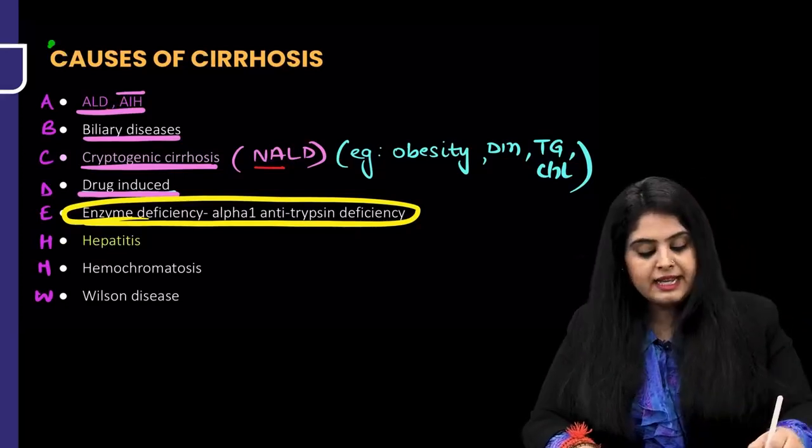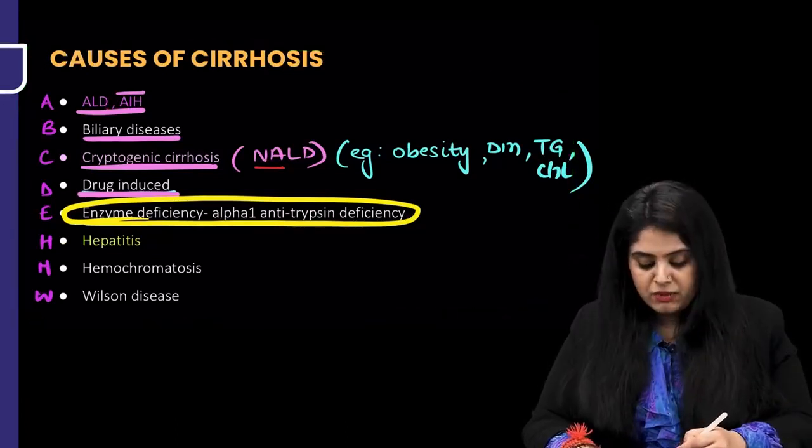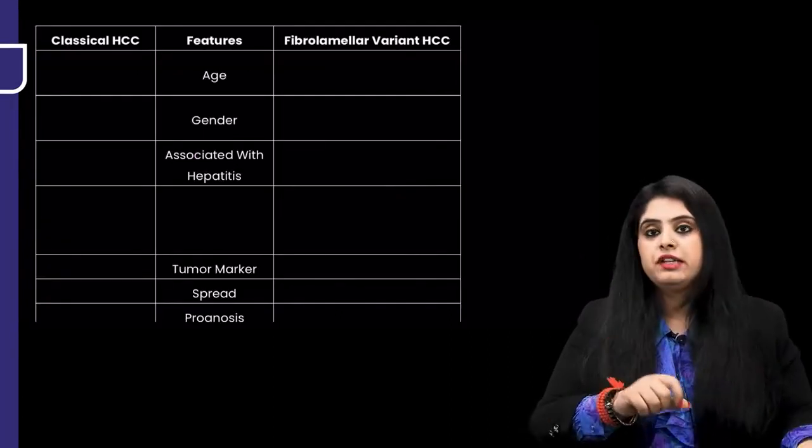But other than that, everything in cirrhosis we have finished. The last part that you have to know in liver is going to be the hepatic tumors, and in the rapid review I'm going to focus majorly on the famous hepatocellular carcinoma.